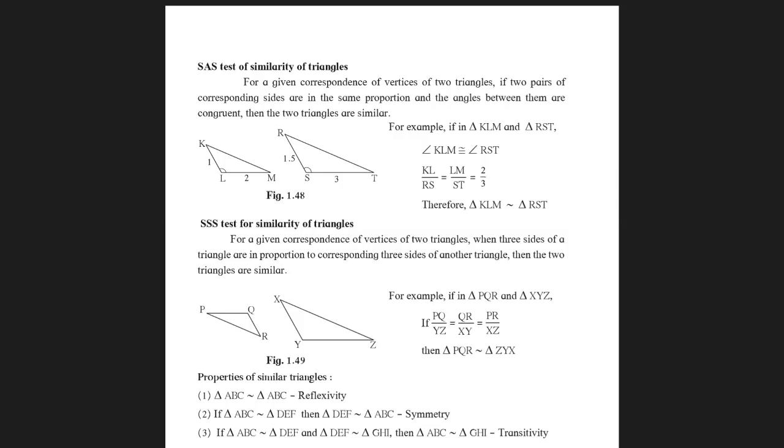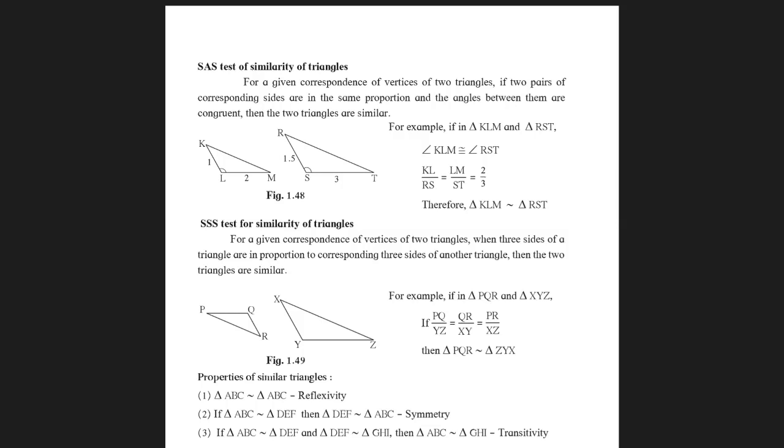Now 1 upon 1.5, when you solve it, when you multiply both numerator and denominator by 10, you get 10 upon 15, which is 2 upon 3. And therefore, both these ratios are 2 by 3. So you have the corresponding two sides are in the same proportion, and the included angle between these two sides are congruent. Therefore, the two triangles are similar by SAS test. Okay.